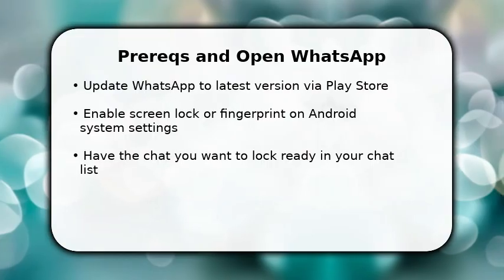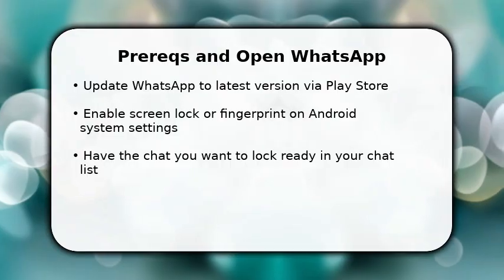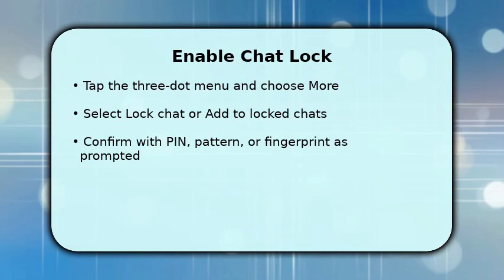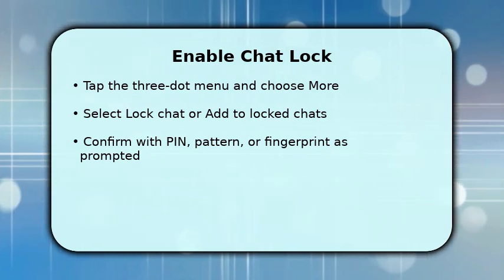Make sure you're using an account with full access and that notifications are allowed so locked chat previews behave predictably. With the chat selected, tap the three-dot menu at the top right, choose More, then Lock Chat.